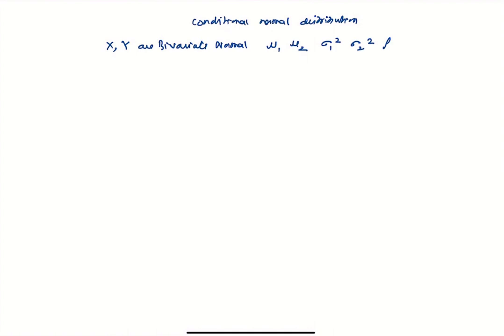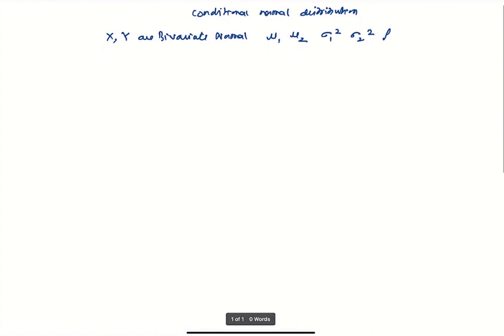So it's a little word about the conditional normal distribution. So x and y are bivariate normal, and their parameters are mu1, mu2, sigma 1 square, sigma 2 square, and rho. This is all the parameters you need to describe a bivariate normal distribution.